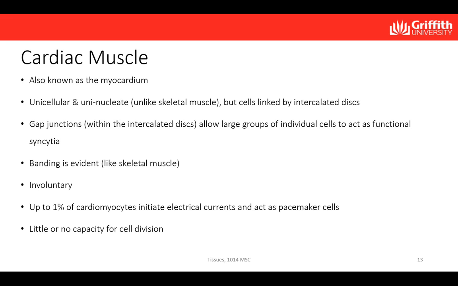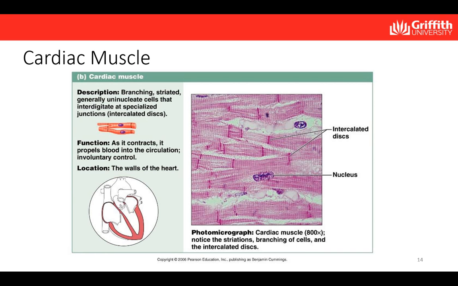Cardiac muscle cells are involuntary, and up to 1% of these cardiac myocytes have the ability to initiate their own electrical currents, and these cells act as pacemaker cells. These cardiac muscle cells do not have the ability to divide either. From the micrograph of cardiac muscle, you can see the striations and banding of cells, as well as the intercalated discs. Cardiac muscle is only found in the walls of the heart, and as it contracts, it propels blood into the circulatory system.